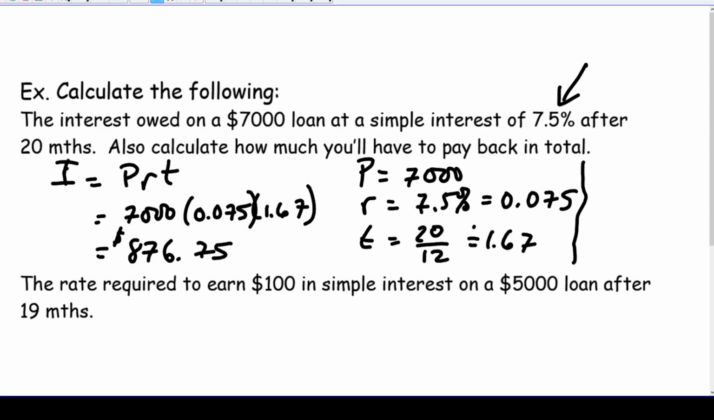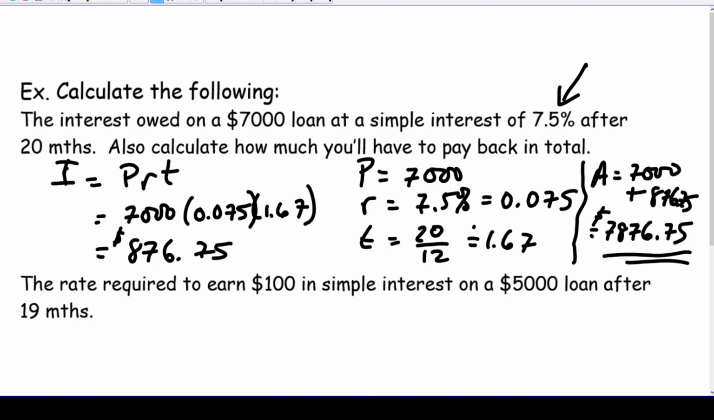Oftentimes these questions will also ask you to calculate what is the total final amount owing as well. And that's just a process of adding your $7,000 plus your interest. So your final answer here would be 7,876.75. That would be the total amount you would owe after 20 months.